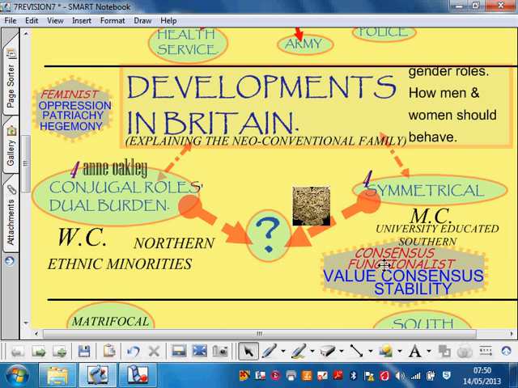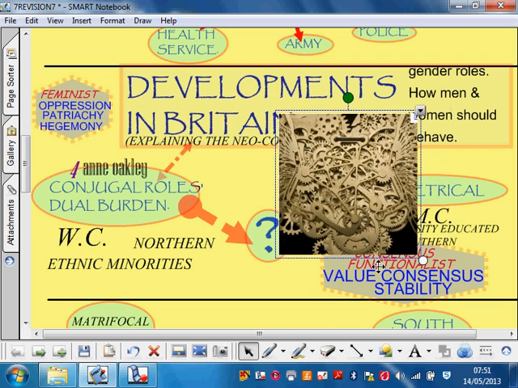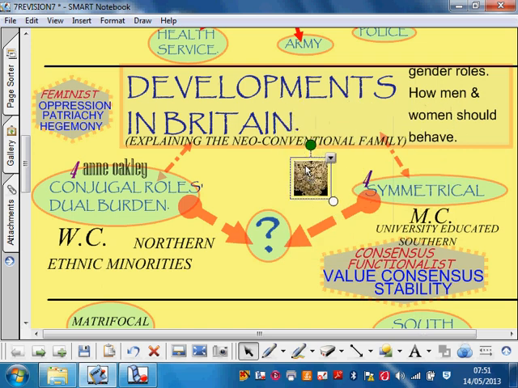Functionalists came up with the symmetrical family theory: husband and wife both equally sharing the domestic duties. They're doing the cooking, the cleaning, the childcare. This is definitely a big part of what we call functionalist sociology. We look at consensus, people agreeing, and social stability. Remember, functionalists see the world as an intricate piece of clockwork, everyone doing what they should do and everything working perfectly.